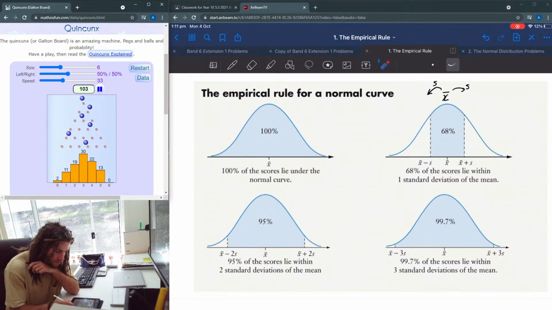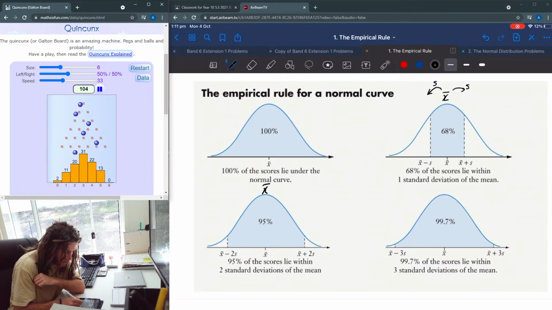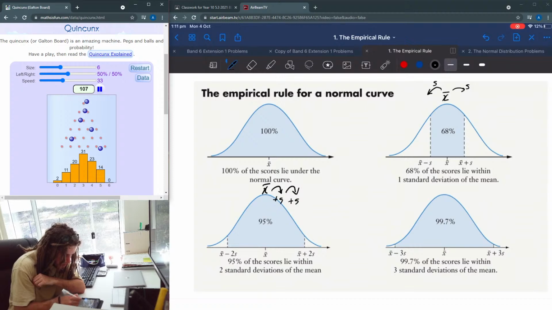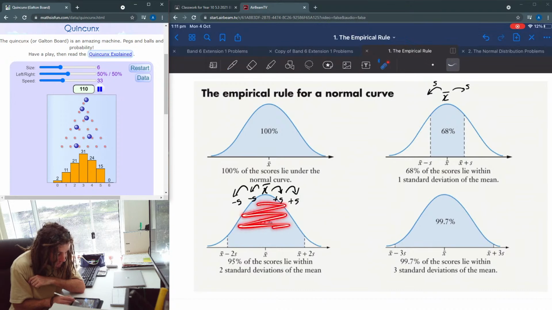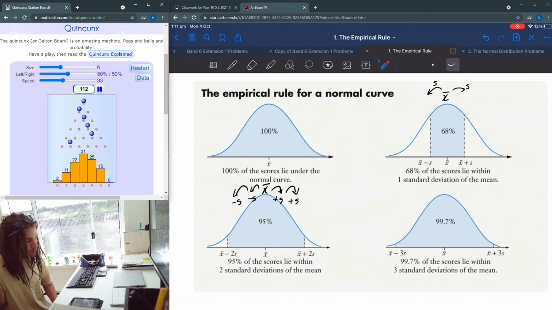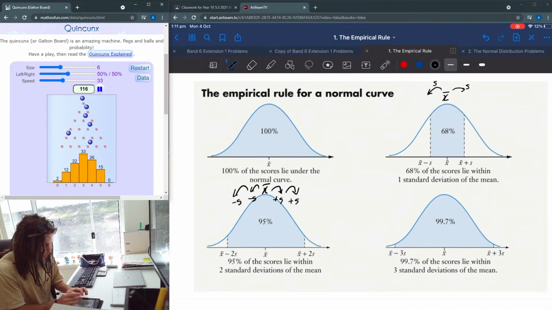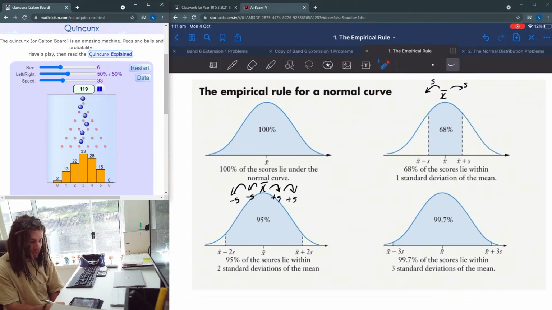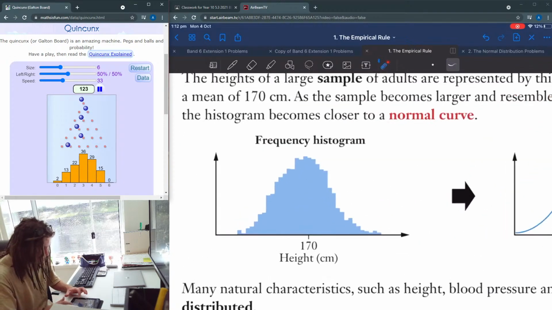And if I went 2 standard deviations across, so x bar, if I went 1, 2, so plus a standard deviation, plus a standard deviation, and minus a standard deviation, and minus a standard deviation, then there would be 95% of all the scores. So if I have a normal distribution, most of my scores, in other words 95% of them, are going to be within 2 standard deviations. And if I went 3 standard deviations, which is pretty far, I'm going to have pretty much all of them. So 99.7%.